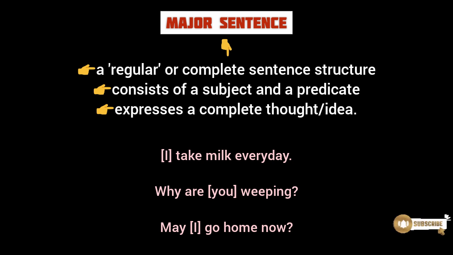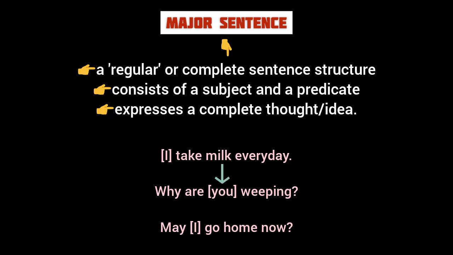Now see some major sentences on your screen. I take milk every day. In this sentence, the pronoun I is the subject and take milk every day is the predicate. In this way, the subject and the predicate not only form a complete sentence structure but also express a complete sense or thought. Similarly, the sentence, why are you weeping, is also a major sentence in English grammar.